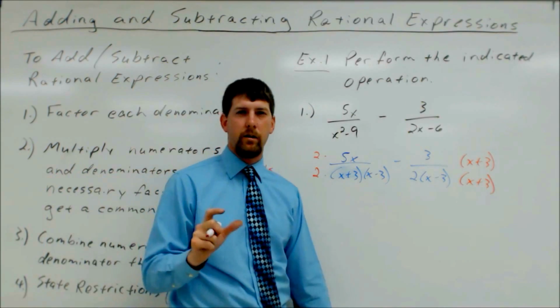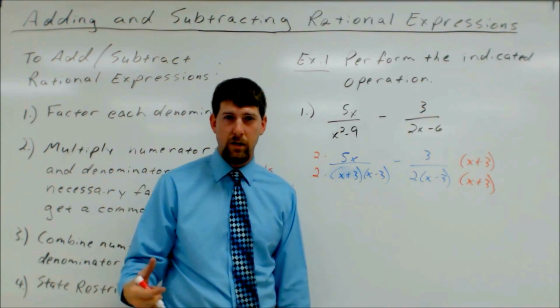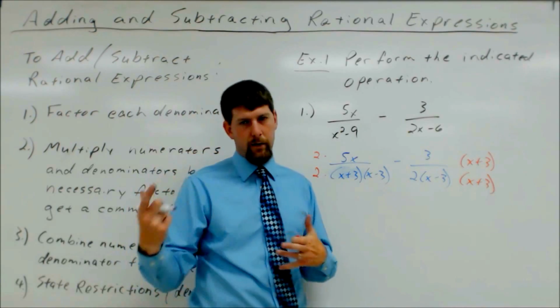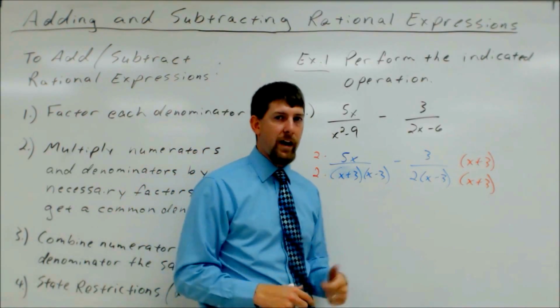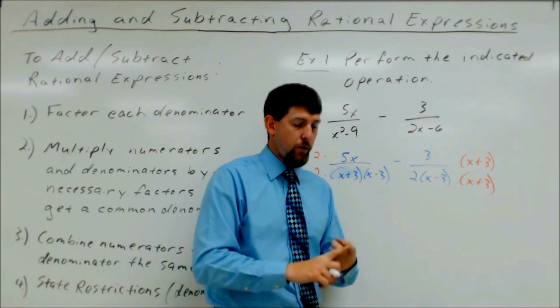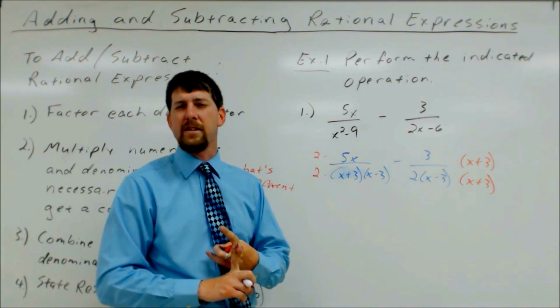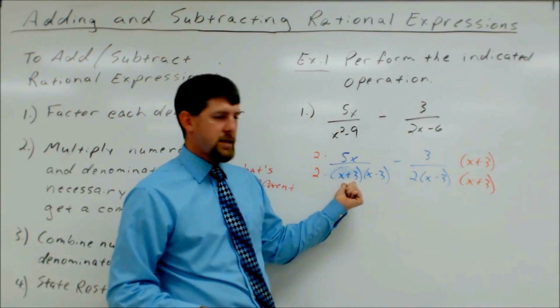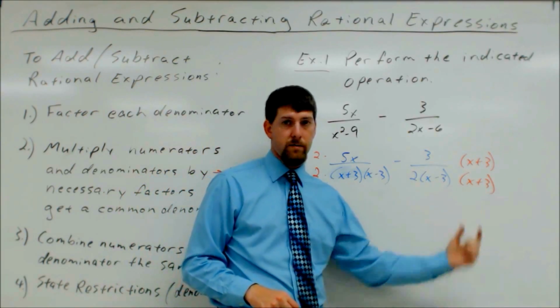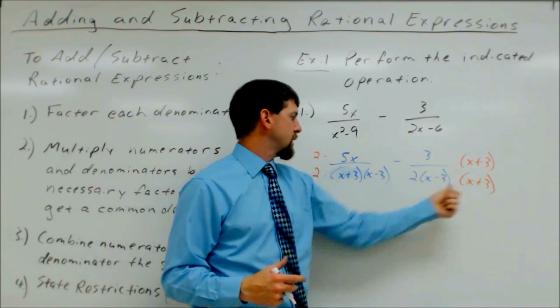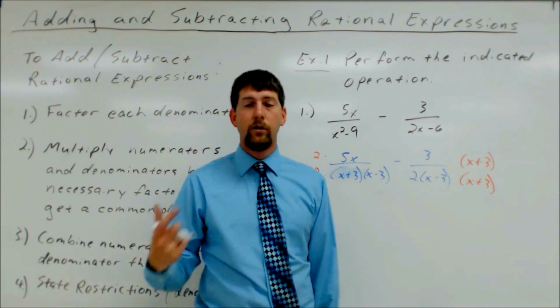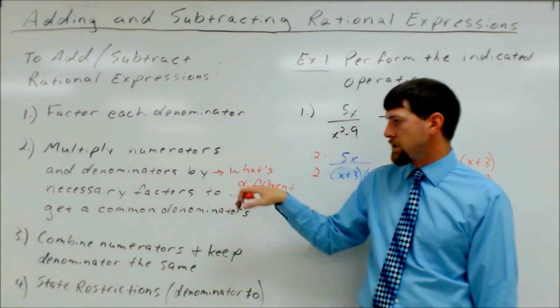Remember, the order doesn't matter for factors, for multiplication, because it's commutative. 2 times 3, 3 times 2, it's all equal to 6. So as long as we have the same factors, they look the same and they have the same amount. If I had an x plus 3 squared, I'd have to have two x plus 3's on the other. But in this one, we've got 2 and 2, x plus 3, x plus 3, x minus 3, x minus 3. So we've taken care of the multiply by what's different.